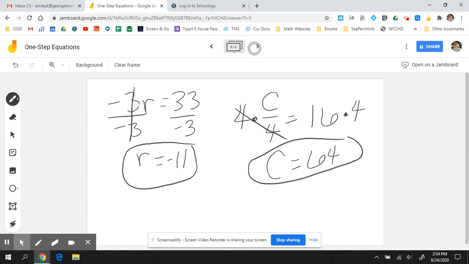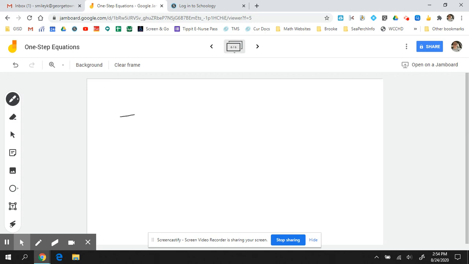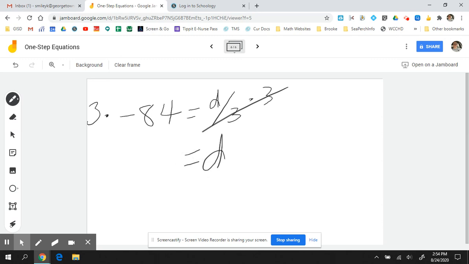Next one. It could be, all right, so we have negative 84 equals, and then some teachers and some books write it with a slash, kind of like a diagonal line. It's still a fraction. We're still going to multiply by 3 on both sides. So those 3s will cancel on the right side. We'll have d equals, and 3 times negative 84 is negative 252. Check my math on that one. I think it's right.